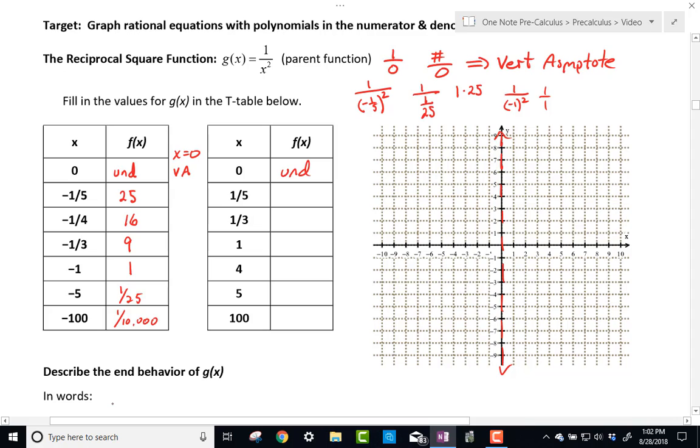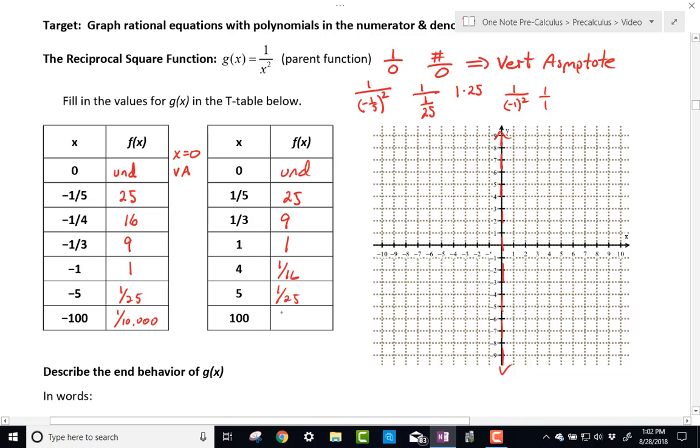All right? And it doesn't matter if they're positive or negative here, because anytime you square something, it turns out to be positive. So whether I plug in negative 1/5 or positive 1/5, I'm going to get 25. If I plug in negative 1/3 or positive 1/3, I get 9. I plug in 1, I get 1. I plug in 4, I get a 16th. I plug in 5, I get 1/25.